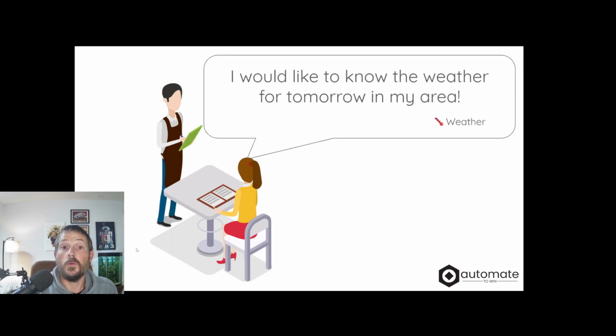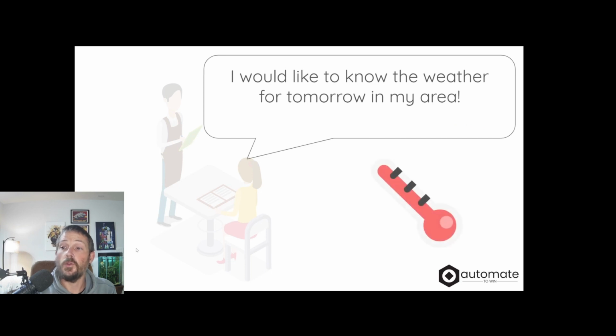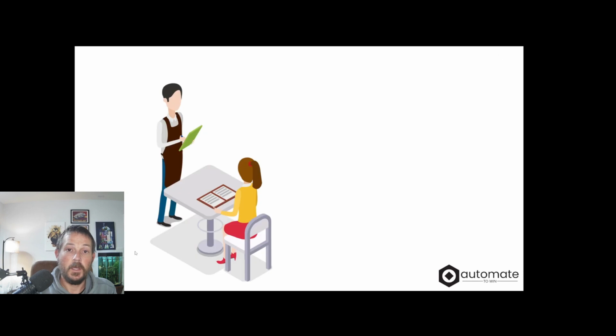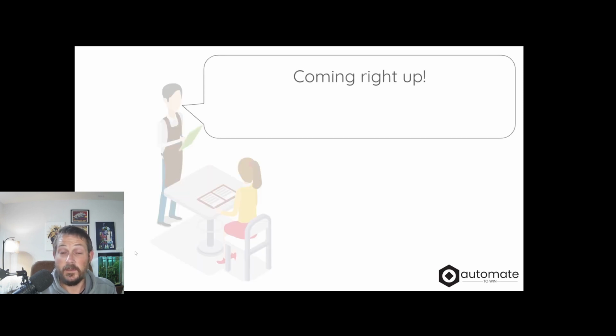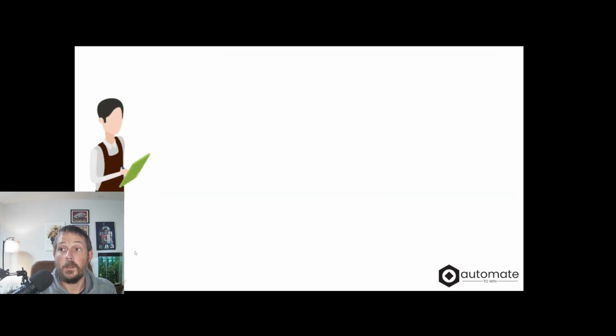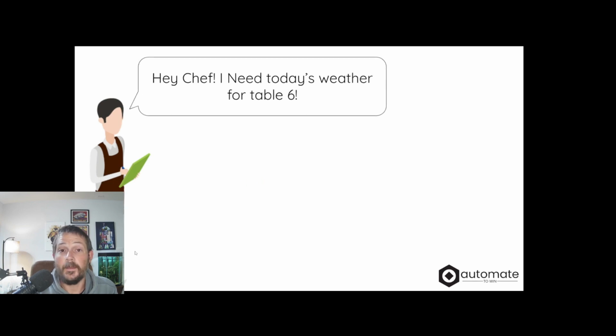So your application, being you, says, "I would like to know the weather from tomorrow in my area." All right, great, great. So you've picked the weather API. So now what's going to happen is the waiter is going to be like, "All right, cool, let's go get that information for you. I'm going to go and grab that, confirm that you want this weather data. Dope. Now, let me go and grab that from the chef. Hey, chef, I need the weather's data for table 6."